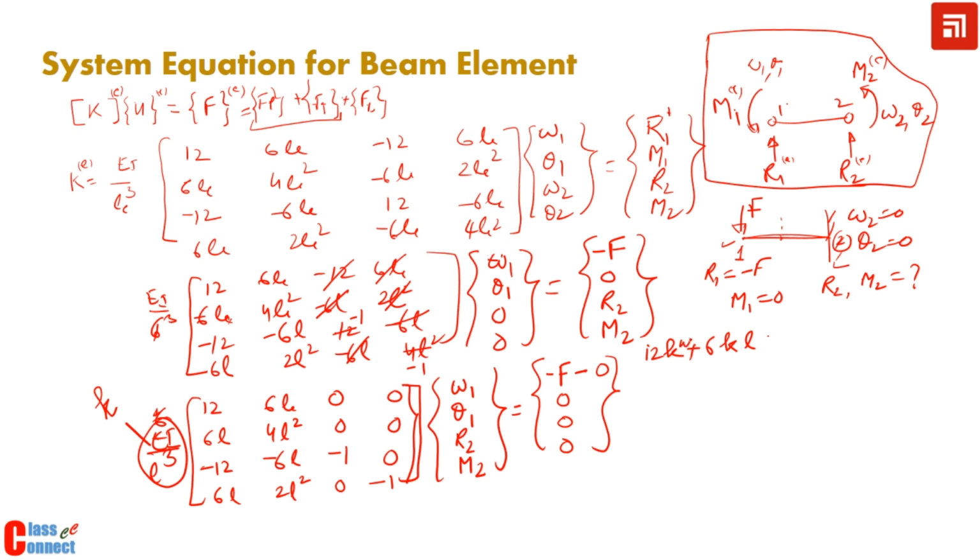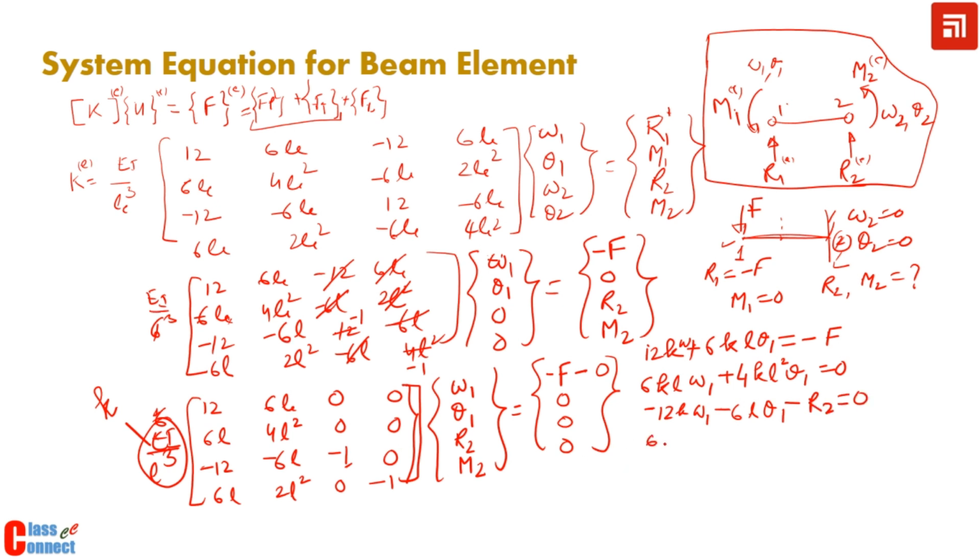So this is to be multiplied by W1, this is to be multiplied by theta 1, is equal to minus F. And the second equation is 6KL multiplied by W1 plus 4KL square multiplied by theta 1 is equal to 0. The third equation is minus 12K multiplied by W1, this is again minus, let us remove it. So minus 6LE theta 1 and then it is minus 1 to be multiplied by R1, so it is minus R2 is equal to 0.